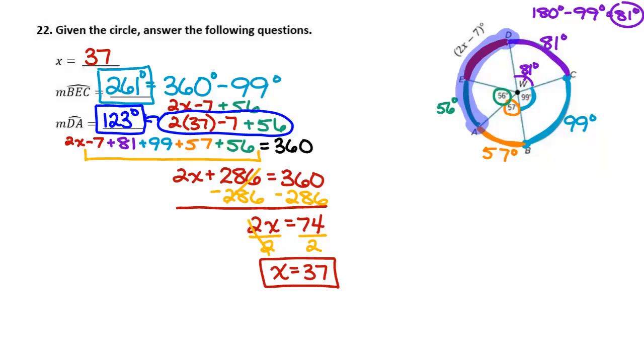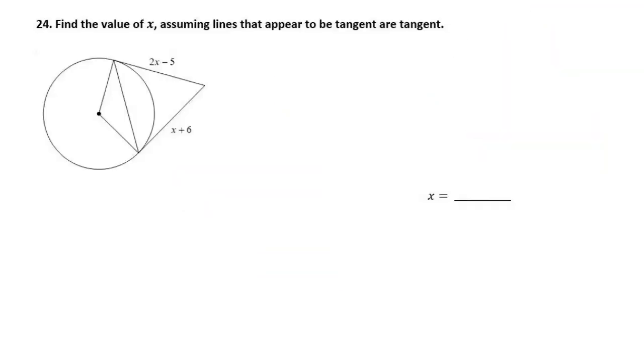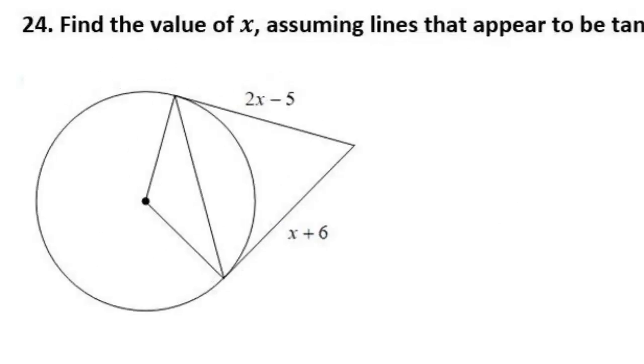All right, what else would you guys like to see? Yes. 24? Absolutely, we can do 24. So the key to problem number 24 is remembering what we learned about tangent lines. 24 says find the value of x, assuming lines that appear to be tangent are tangent.